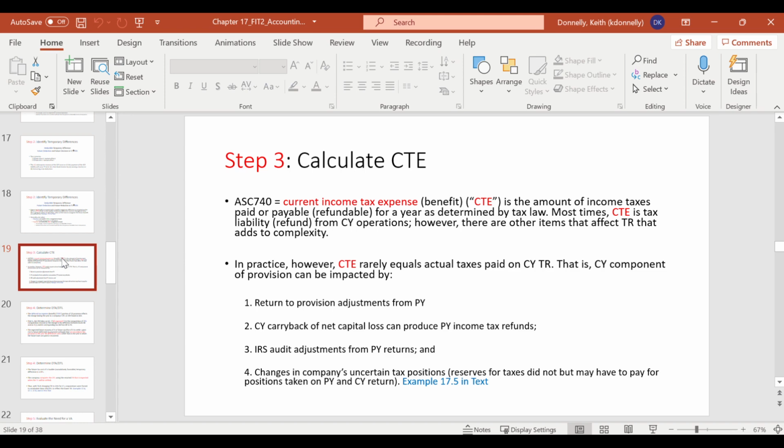So in practice, it's a little bit different than how the book teaches it. CTE is rarely going to be your actual taxes paid on the current year tax return. The reason for this is there's a lot of variables that come into play. We have these like RTP adjustments from prior year, return to provision adjustments, carrybacks, audit adjustments, and then changes in uncertain tax positions.